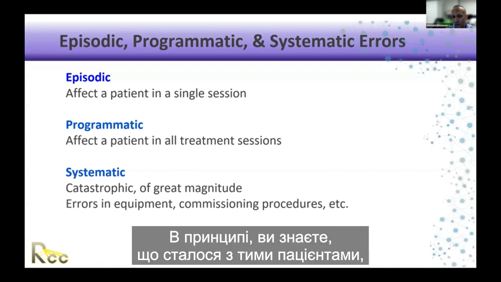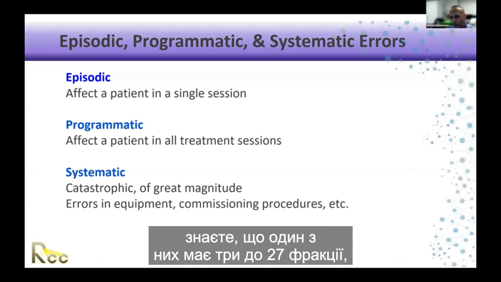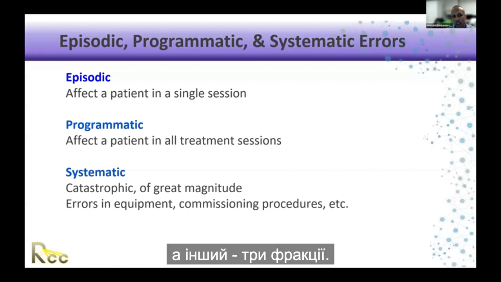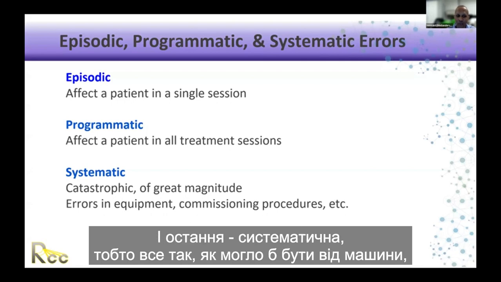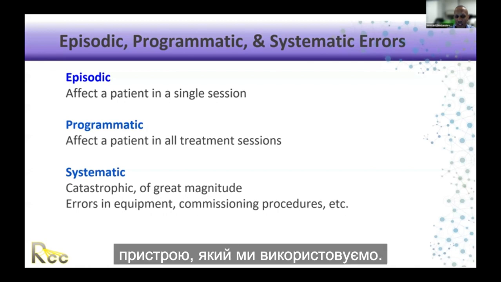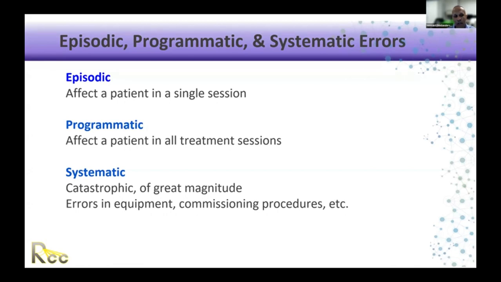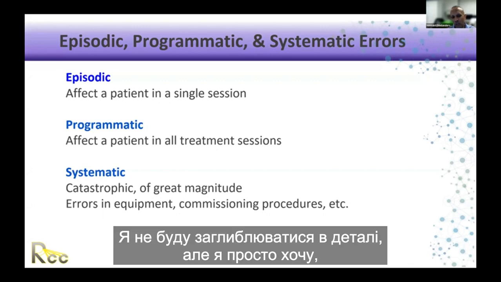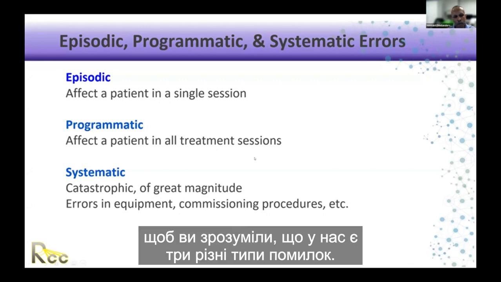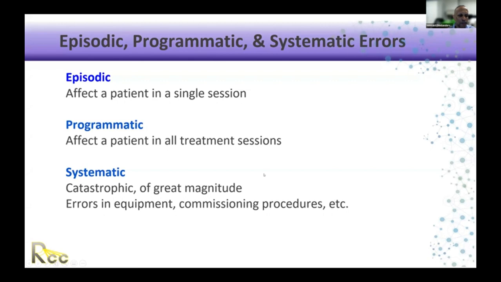Basically, what happened to those patients, one of them was treated 27 fractions and the other one 3 fractions. So that's programmatic, before they found out the error. And the last one, systematic, is everything. It could be from the machine, the devices that we use. So we're going to touch on it. I'm not going to go deep into it, but I just want you to understand we have three different kinds of errors.